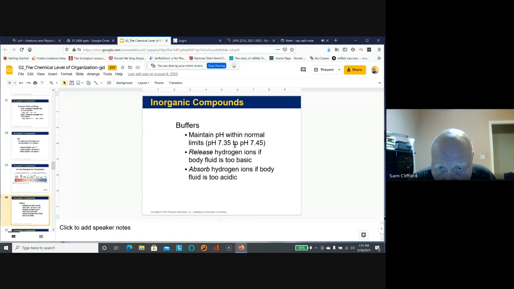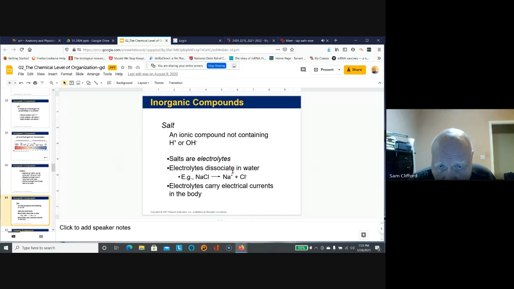Buffers maintain pH. They release hydrogens if the body fluid is too basic. They absorb hydrogen if the body fluid is too acidic. The major buffer in the body is bicarbonate. We'll learn more about that.